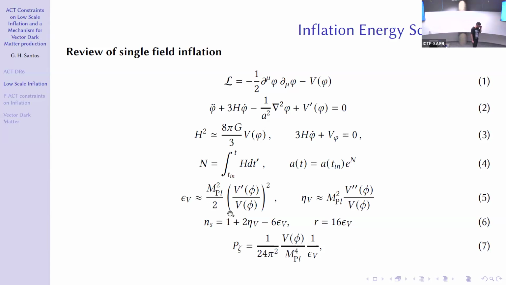And there's one more constraint, which is the amplitude of the power spectrum of scalar perturbations, which can be related to the potential of the field using this equation here. And this important constraint, all of these constraints, are going to be used when we analyze single field inflation.